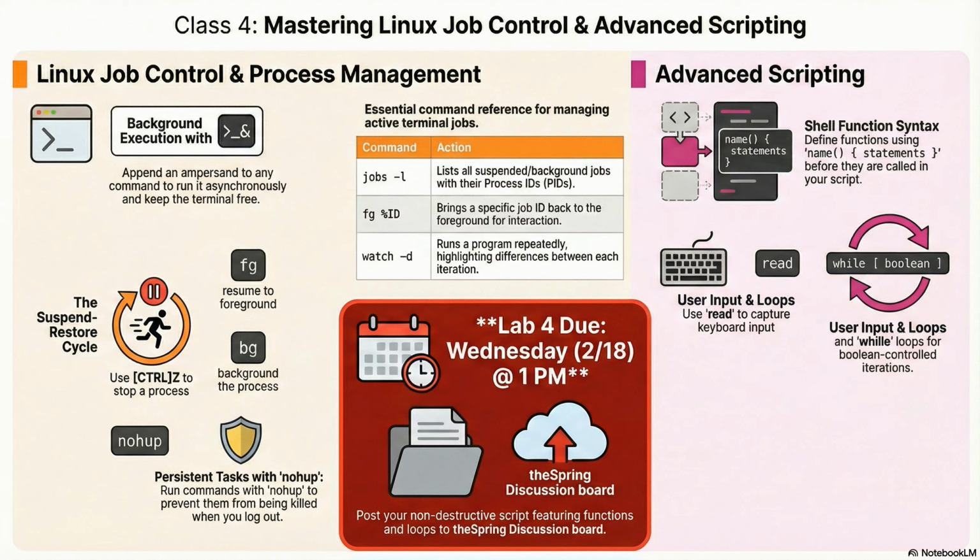That's a lifesaver. Seriously. So now I might have a few things running in the background. How do I keep track of all of them? Good question. You use the jobs command. Jobs. It'll just list everything that's currently running or stopped that's attached to your terminal session.